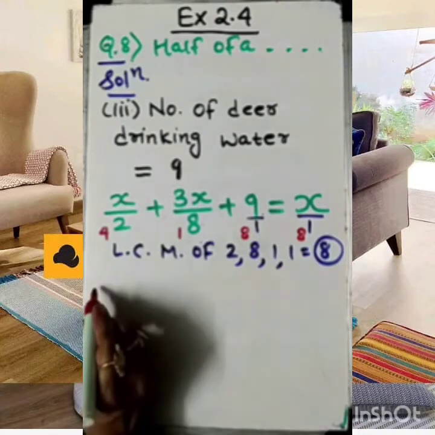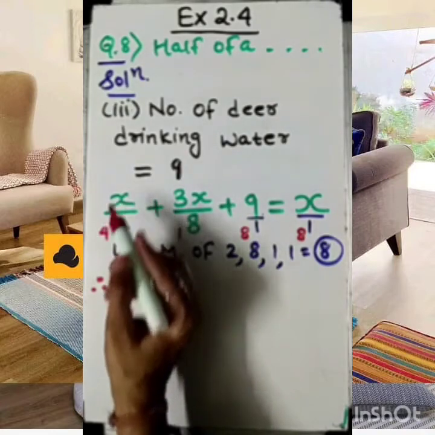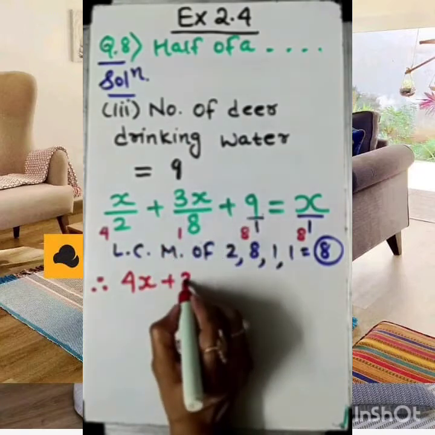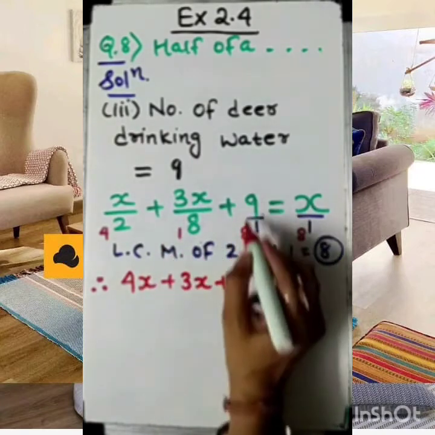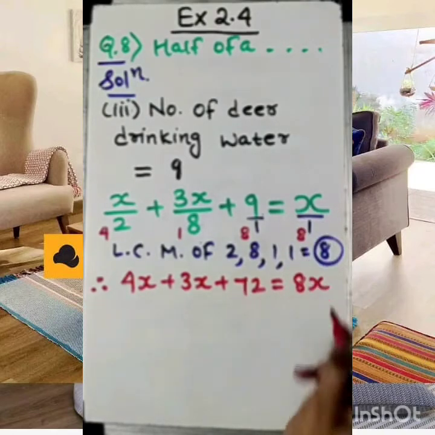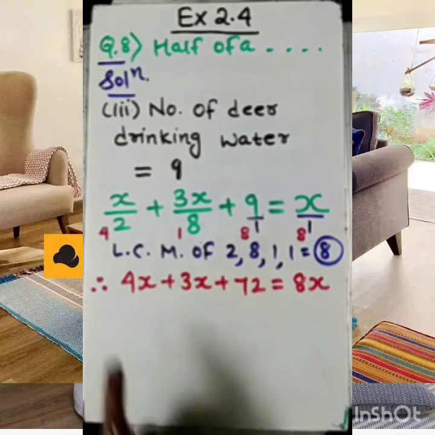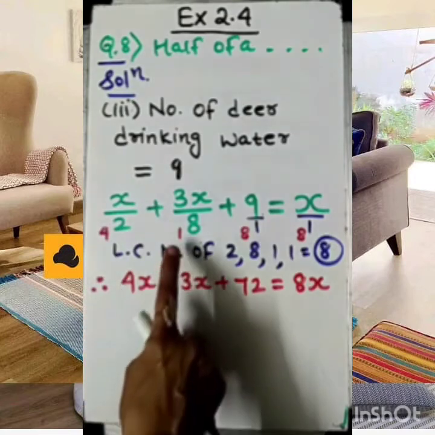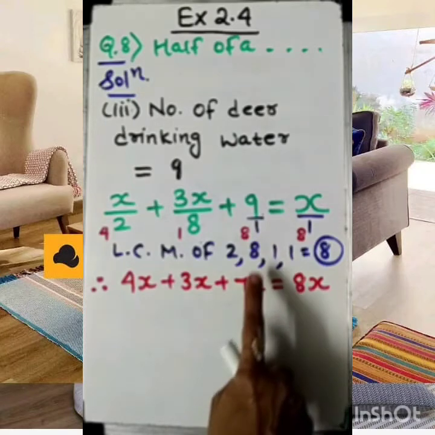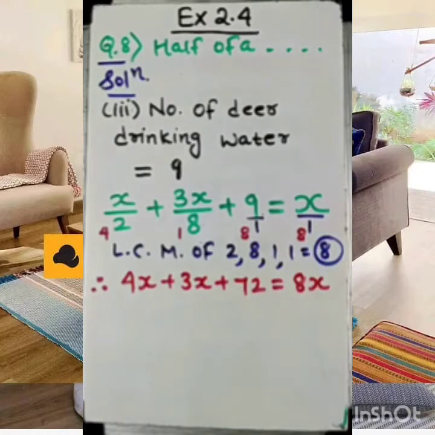Clear? So my dear student, here I need to mention this is 4 into x, that is 4x, 3 1s are 3x, 9 8s are 72, and 8 into x, 8x. Once again I am explaining this step. So we need to mention 4 into x, 4x, 1 into 3x, this is 3x, and of course 8 9s are 72, and 8 into x, 8x. So no need to mention.